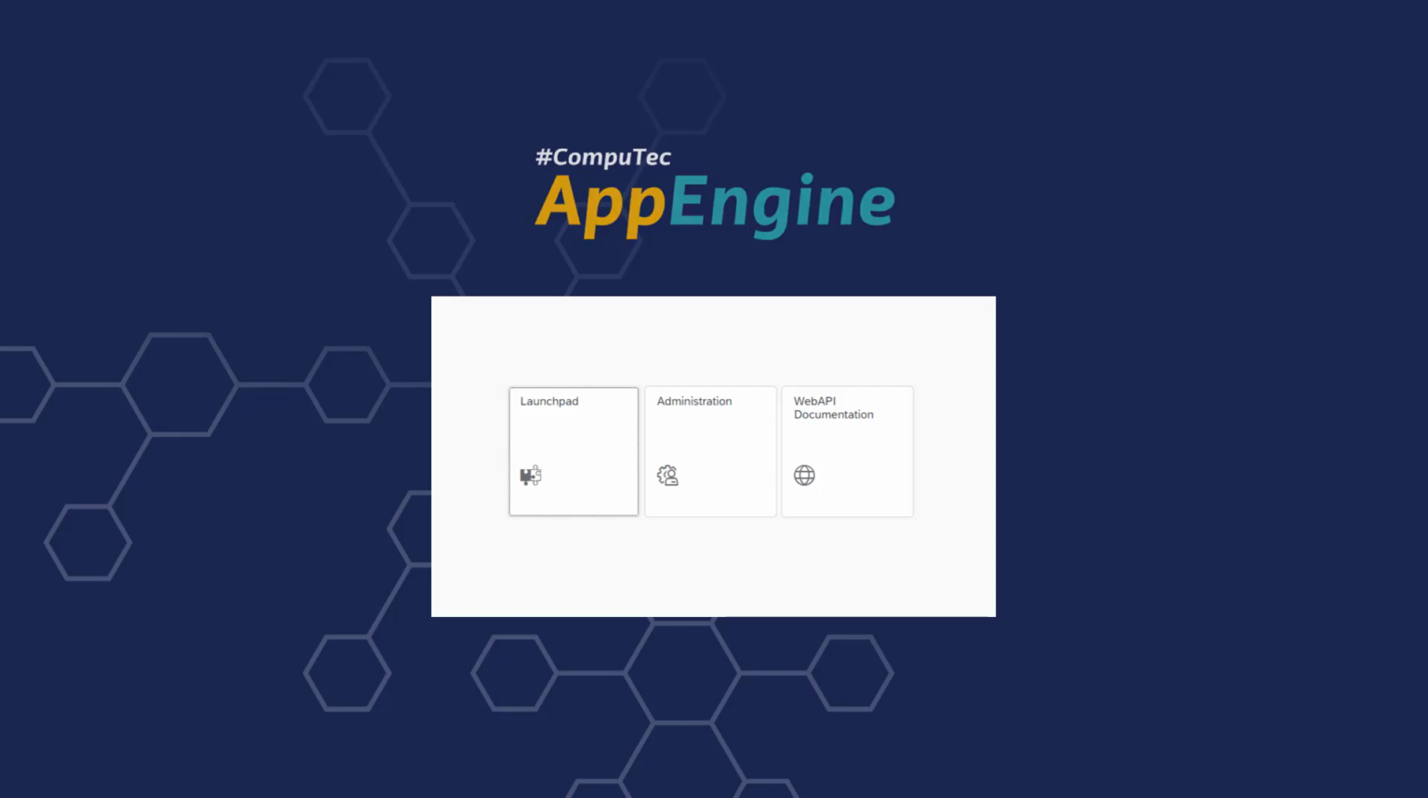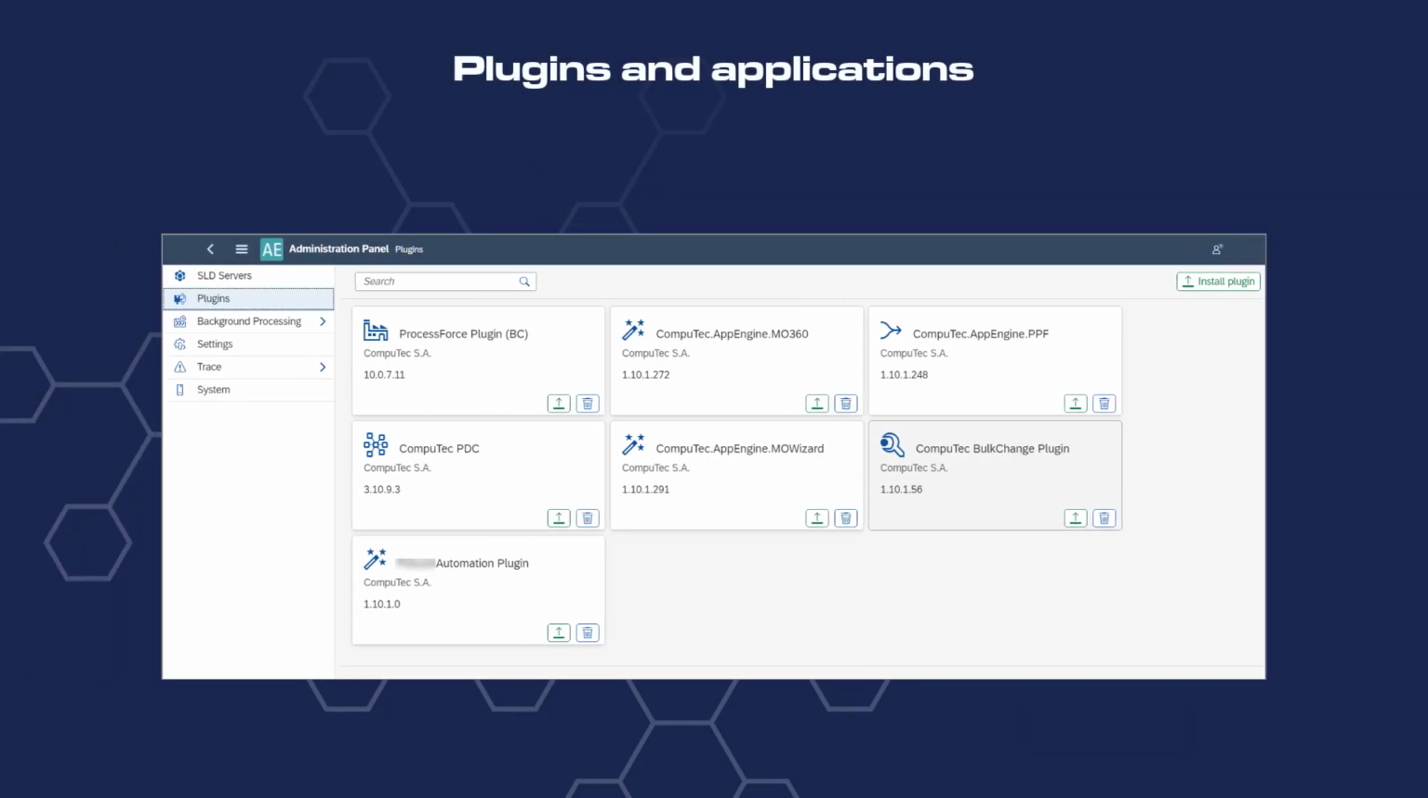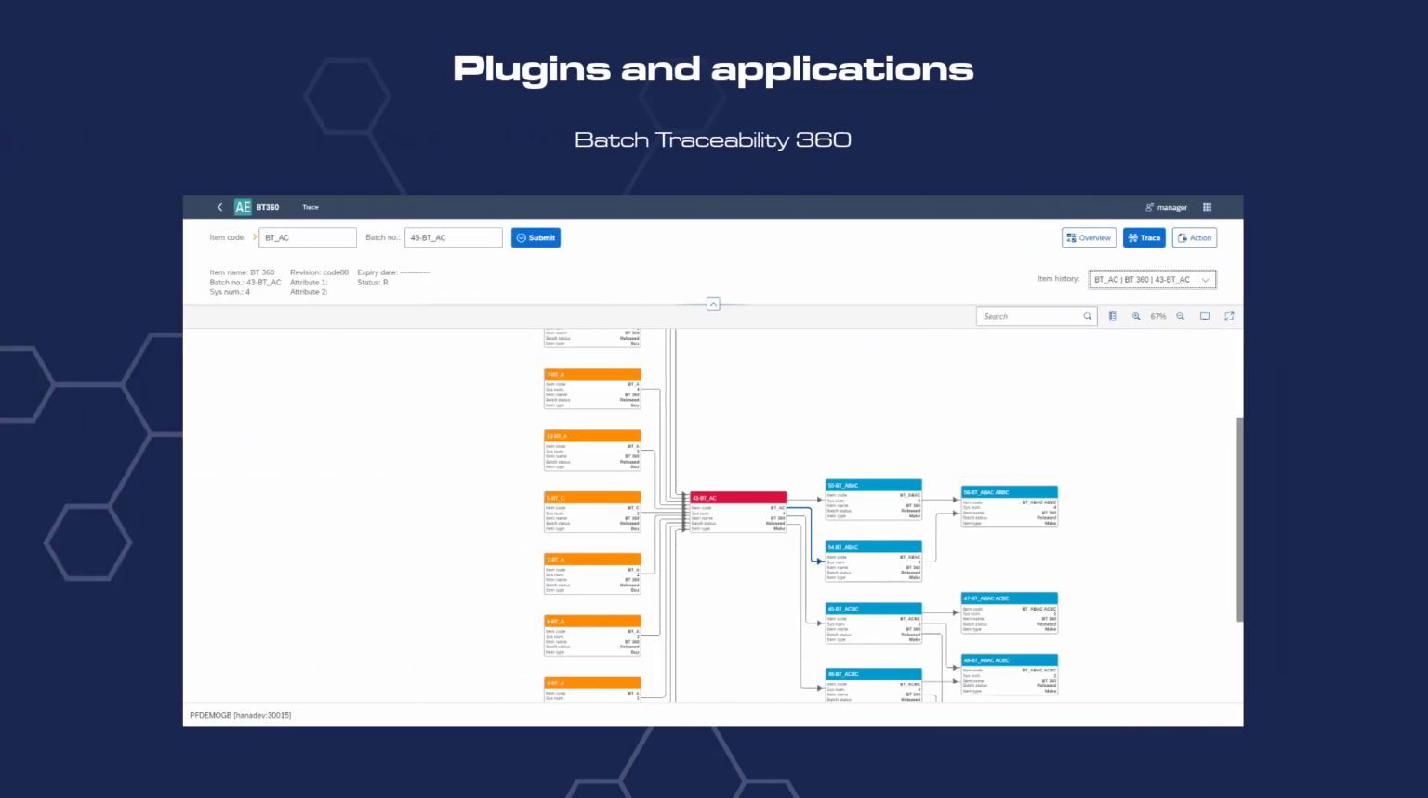This works in a number of ways. The first of these is that we can create CompuTec AppEngine plugins and applications for SAP Business One and CompuTec Processforce and other CompuTec solutions. It gives us a much bigger scope for the kind of tools that we can offer our customers. We now have a number of plugins available to our customers, such as Batch Traceability 360, which allows you to trace your batches in a much more comprehensive way than we were able to offer before.